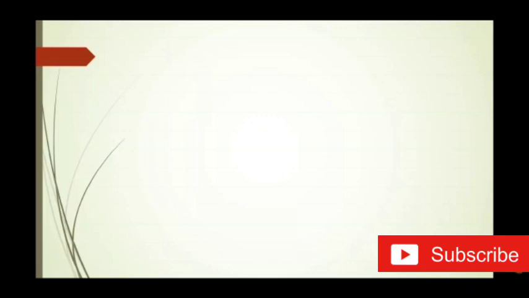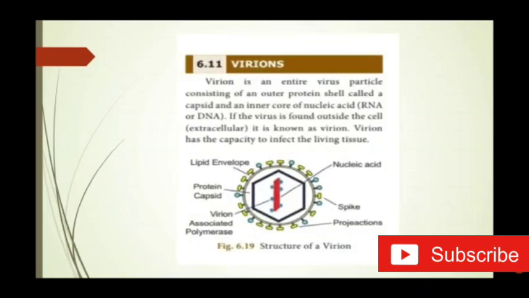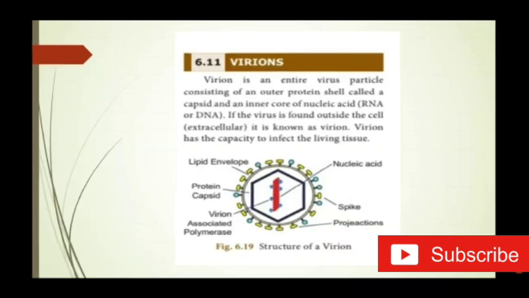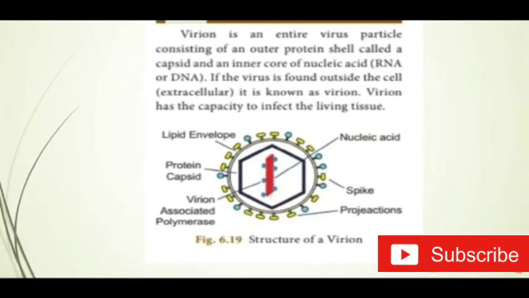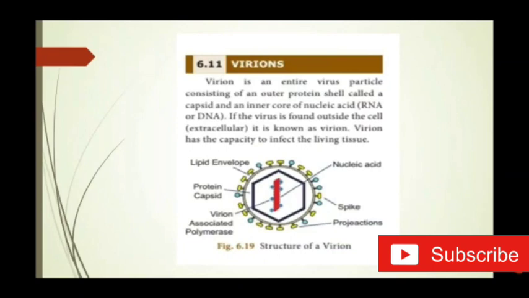And next we learn about virions. These are viral particles covered by an outer protein shell known as the capsid, and in the center it contains DNA or RNA which acts as the genetic material. And it is an extracellular virus. That means it is found outside of the cell.